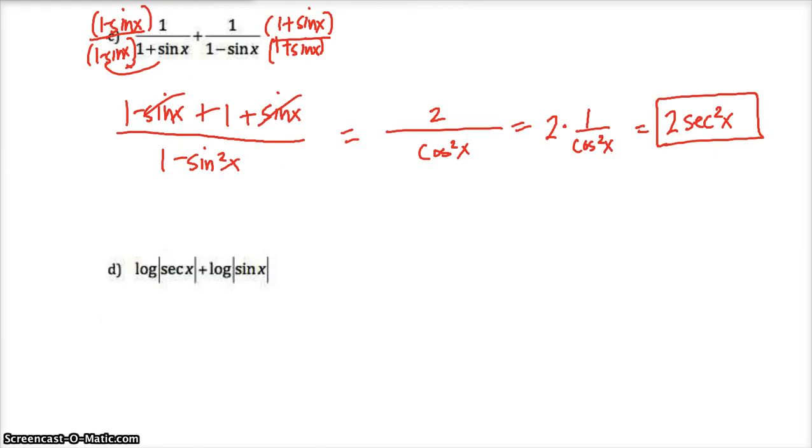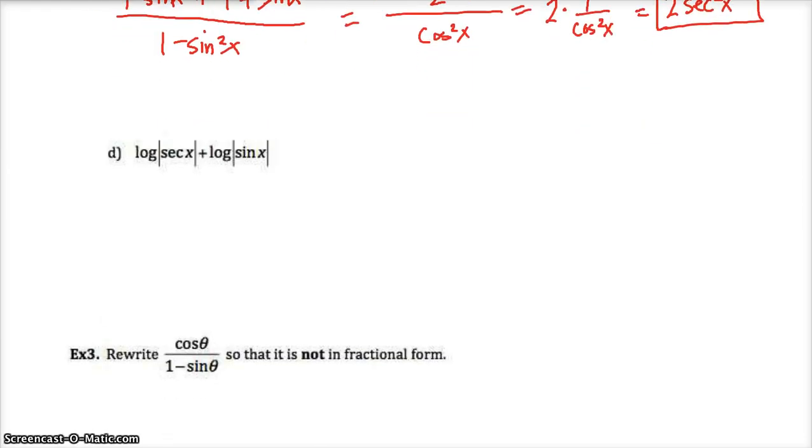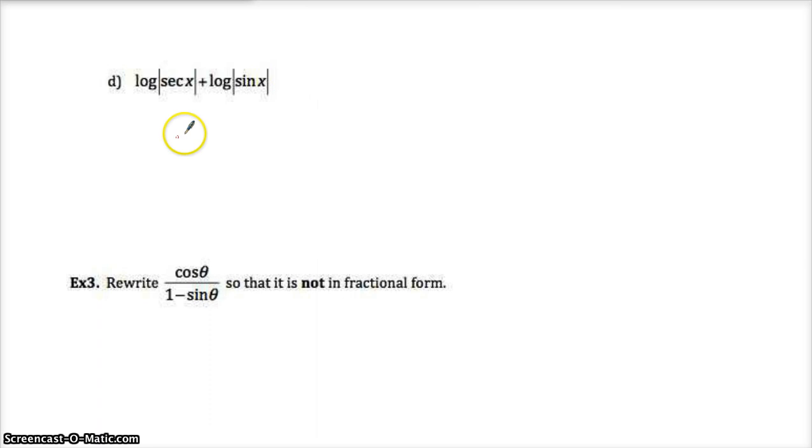For letter D, don't freak out about the logarithm. You just have to remember the rules. If you have log of m plus log of n, because they have the same base, maybe we put a base b, that just becomes log base b, and then we multiply m times n. So that's what we're going to do here.